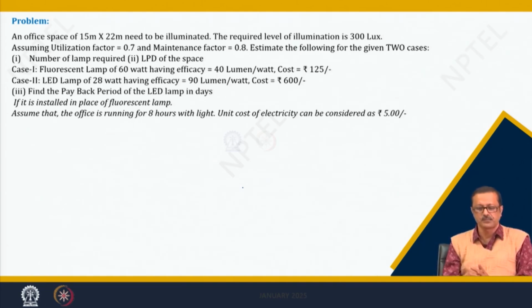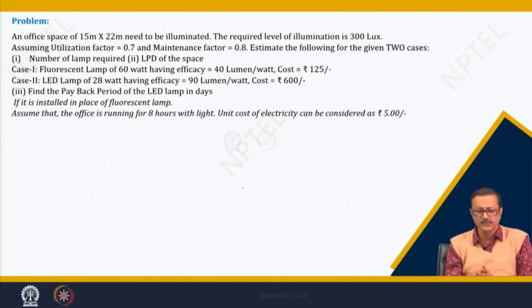So, we have to find out the LED payback period of the LED, and then we have to also see, instead of the LED, if it is a fluorescent lamp, what the two options are, and you have to justify. In that, we have to see that the office is running 8 hours per day with this electrical lighting, and the cost of electricity is 5 rupees per unit.